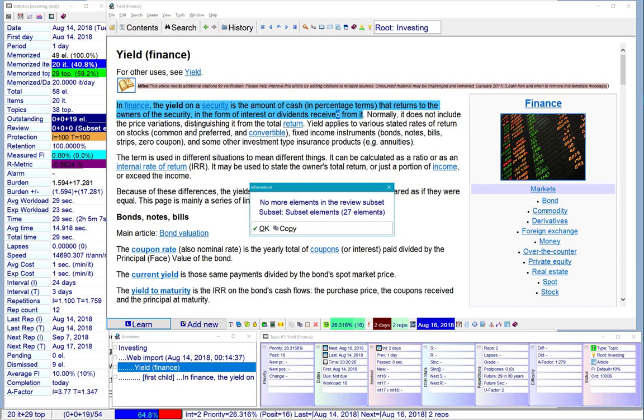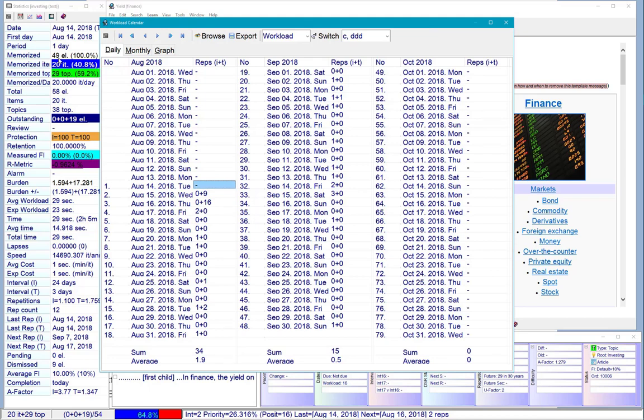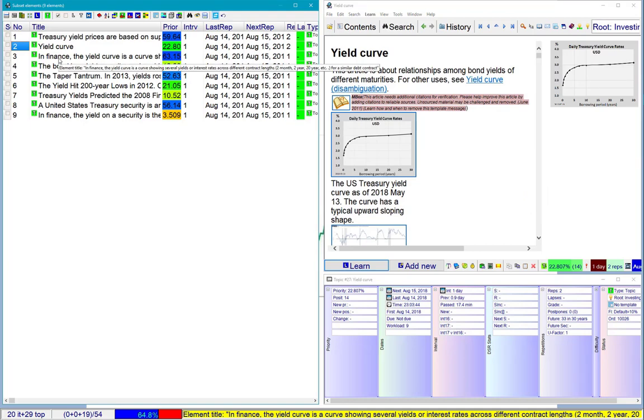27 is done. And now we have 49 memorized elements. How much more now? Let's see our workload. 9. Only 9 elements tomorrow. Actually, I think my comprehension is getting better. So 9, which is fine. And we can see what we have for tomorrow.